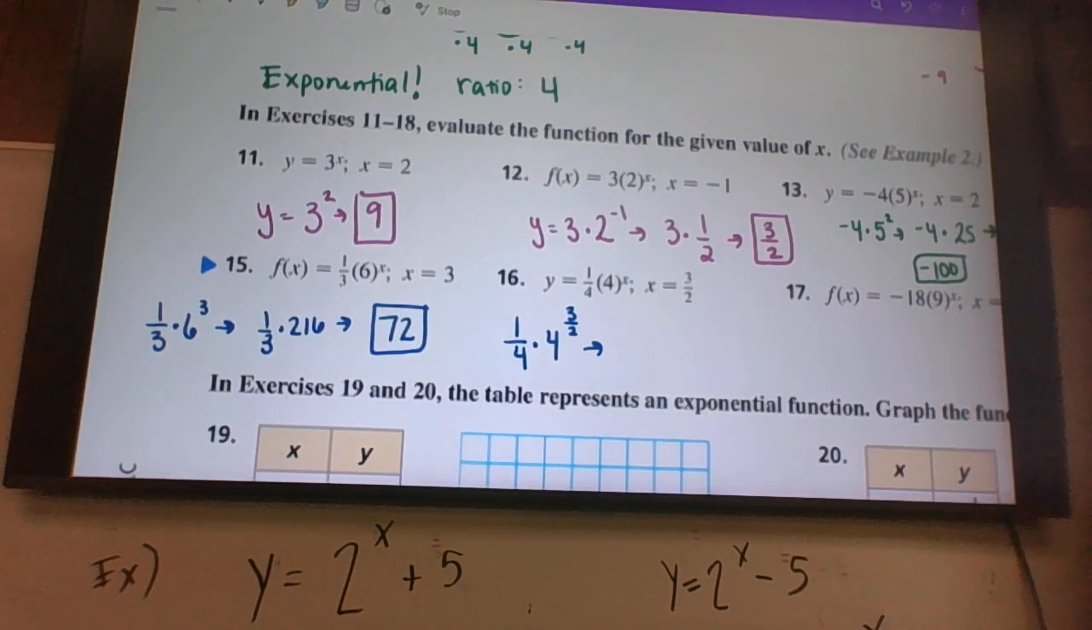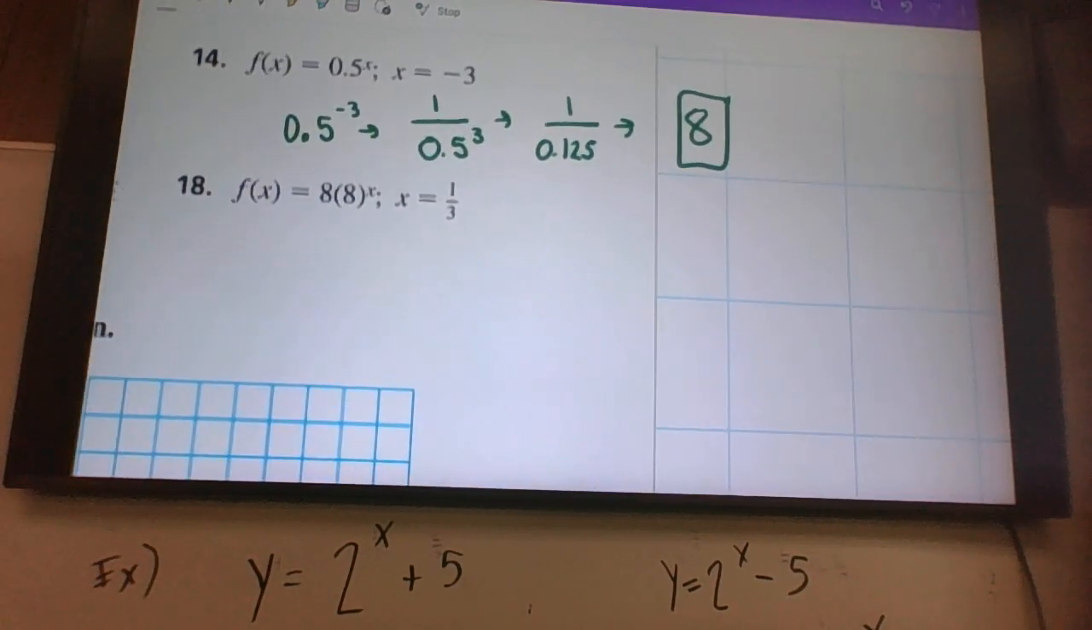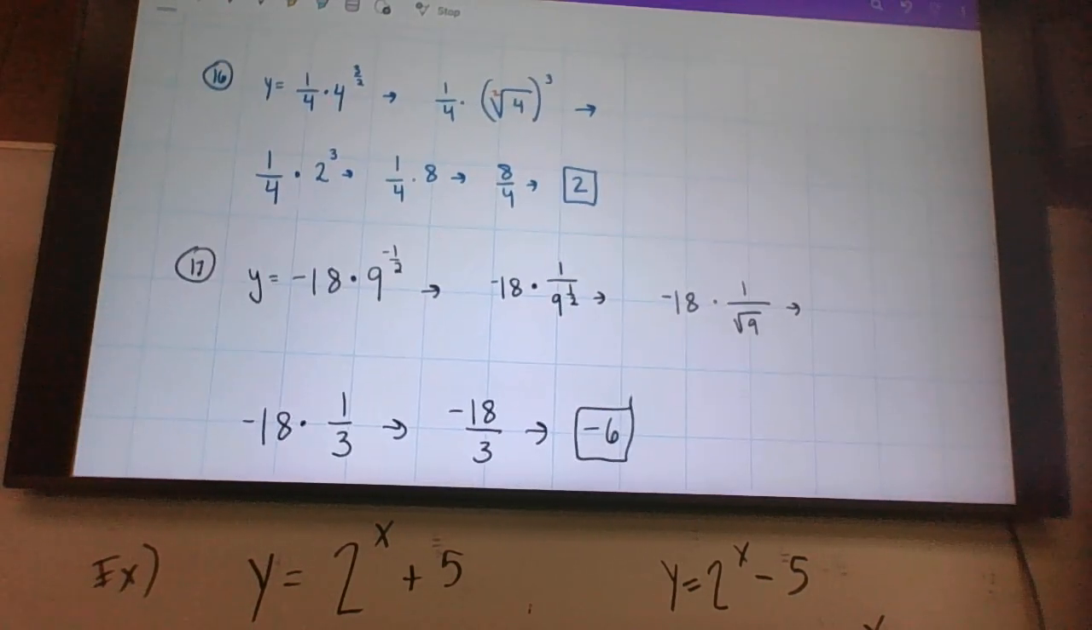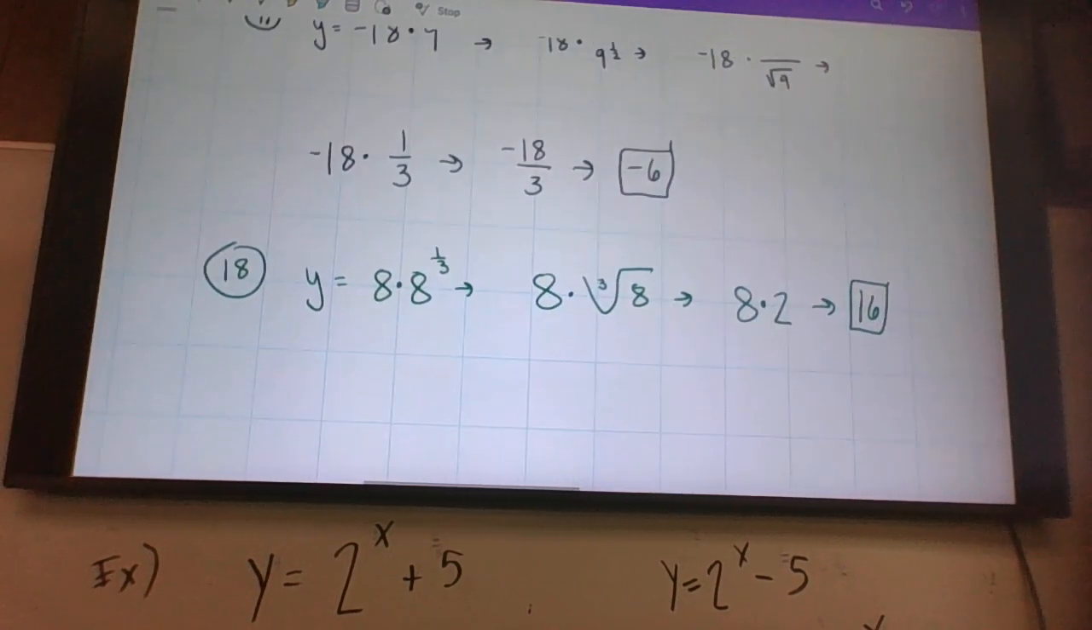And you'll show 16, 17, 18, I'll do that. 14 is 8. Here's 16 and 17. And here's 18.